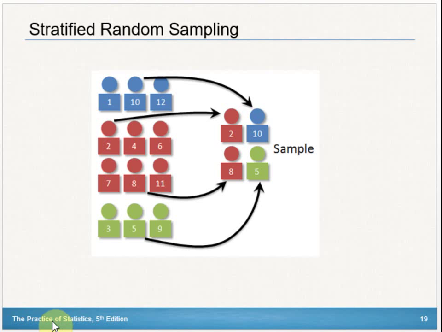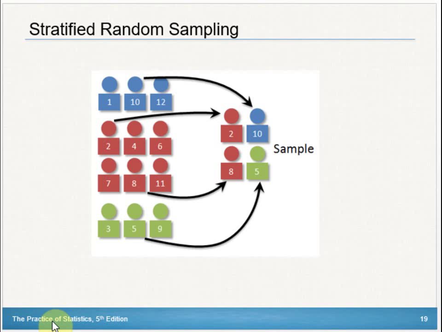So in order to get that, every individual, remember, has to have an equal opportunity to get selected. Well, in the blue group, 1 out of 3 will be selected, so that's 1/3 of the members will be selected. In the green group, same story, 1/3 of the members would be selected.